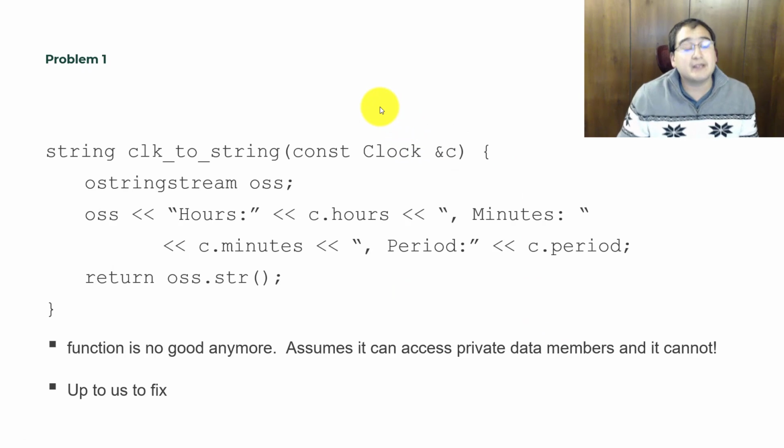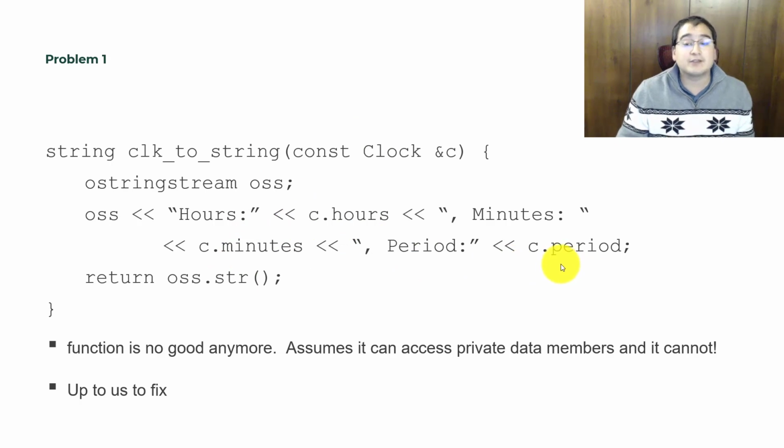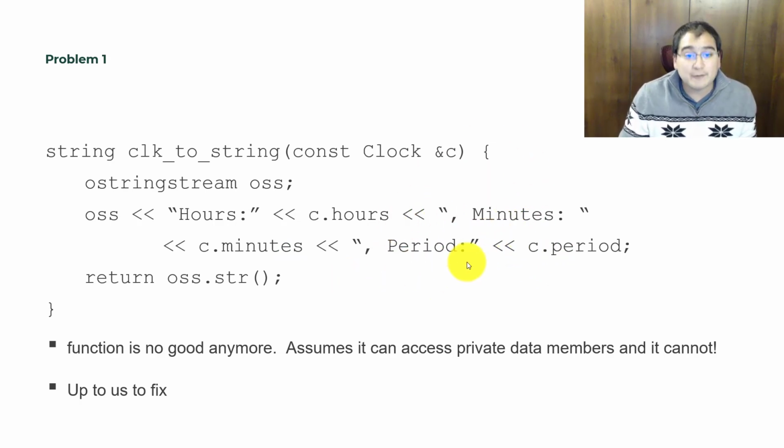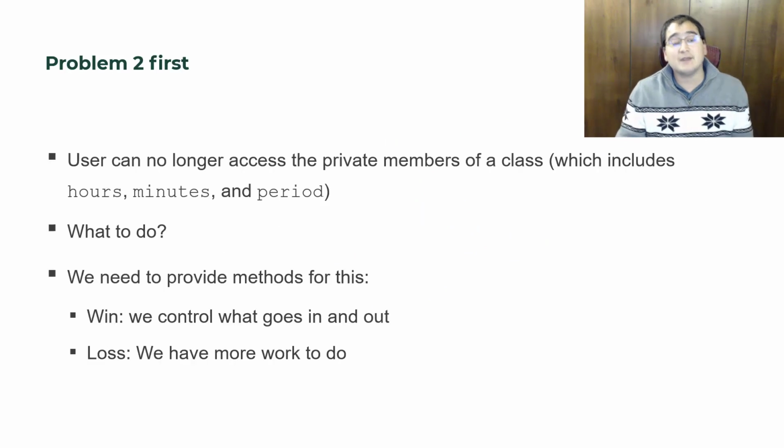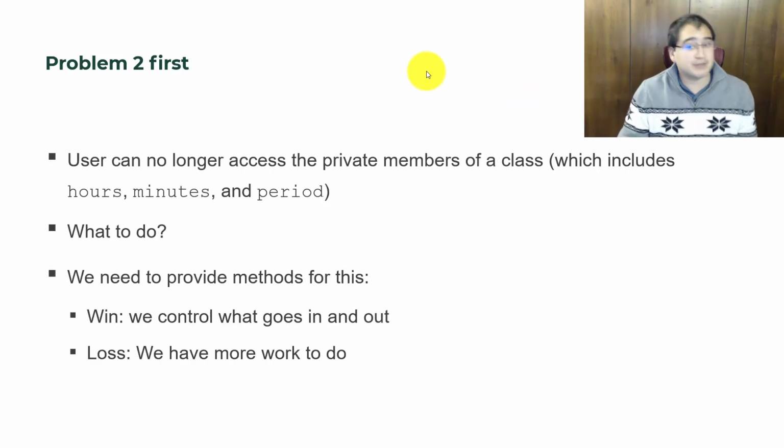Okay, so once again, to repeat, what's wrong with the clock to string function? Well, the clock to string function used to look like this. It uses an ostringstream and it outputted hours, the clock's hours, the clock's minutes, and so forth. This worked really well when minutes, hours, period, when all of those things were public data members. But now that they're private, this function's not going to be able to use them. This function is no good anymore. It's going to break and the compiler will not let this compile. We'll fix this in a little bit. However, we're going to focus on problem 2 first.